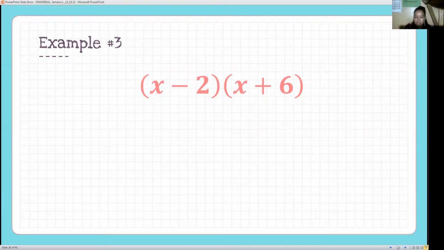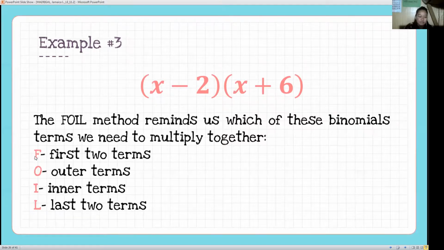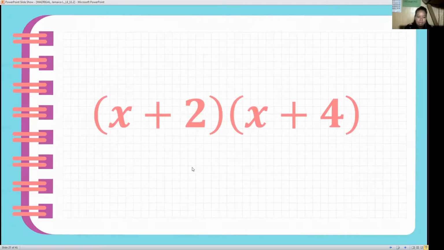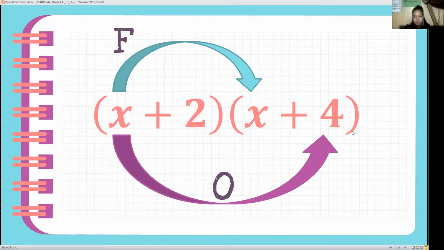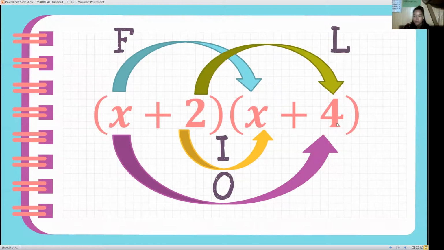The FOIL method reminds us which of these binomial terms we need to multiply together. F is for the first two terms, O for the outer terms, I for the inner terms, and L for the last two terms. So for this example, F will be x and x, O will be x and 4, I will be 2 and x, and lastly, L will be 2 and 4.